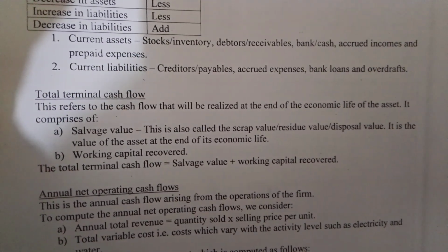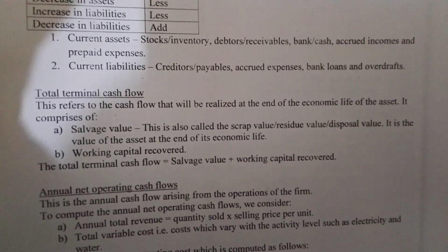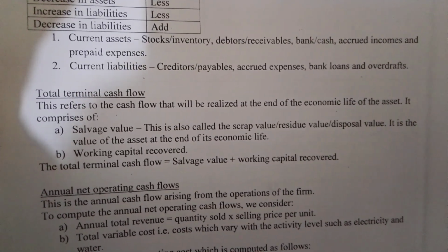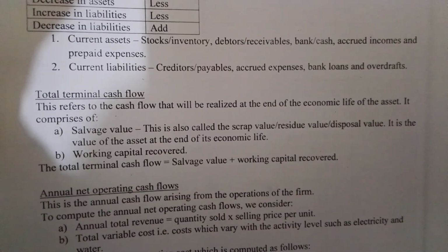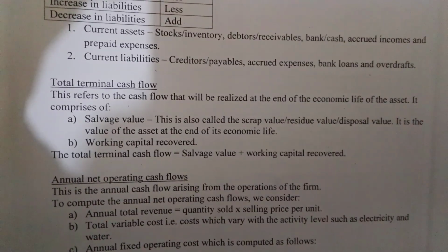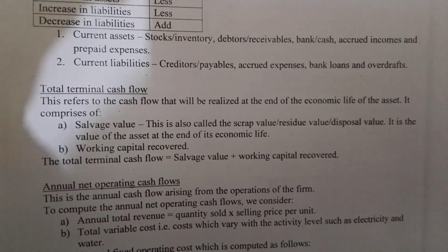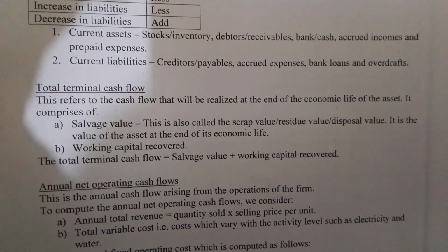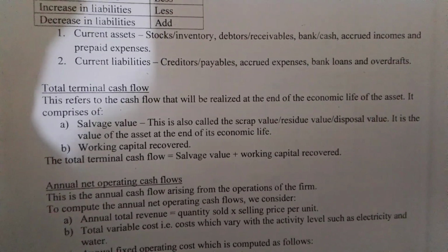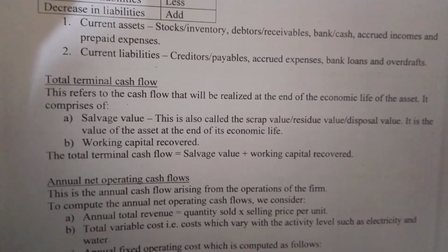So for us to compute total terminal cash flow, we take the salvage value. That is, you purchase an asset and you use it for several years. Assume that this asset has an economic useful life of 5 years. Then by the end of the 5 years, you are able to sell this machine as scrap. The cash flow generated out of this is what we call salvage value.